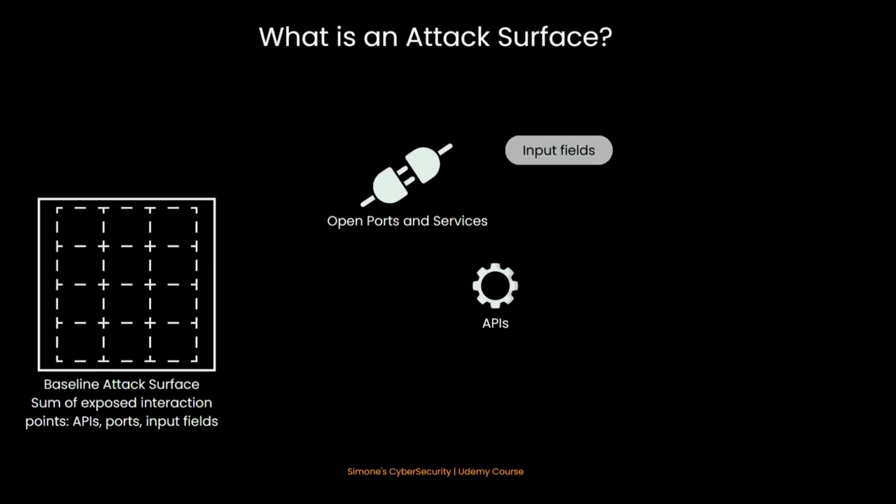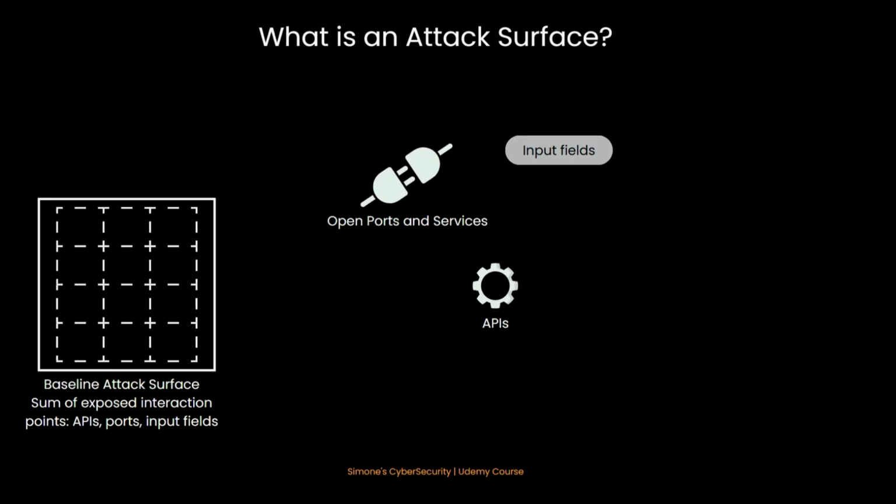Now, before jumping straight away to the LLM attack surfaces, let's understand the basic concept of attack surface in cybersecurity. So in cybersecurity, the term attack surface refers to the total number of points where an unauthorized user could try to enter or extract data from a system. Think of it as the sum of all exposed interaction points in your environment. These interaction points typically include APIs, open ports and services, and some input fields like login forms or chat boxes for your systems.